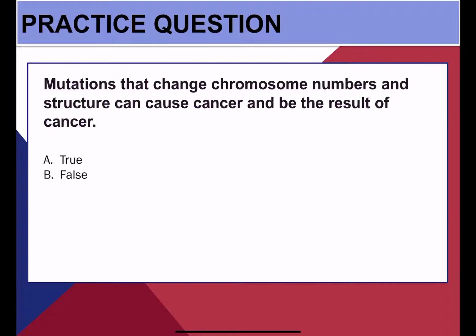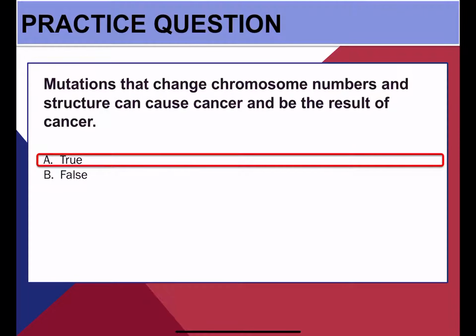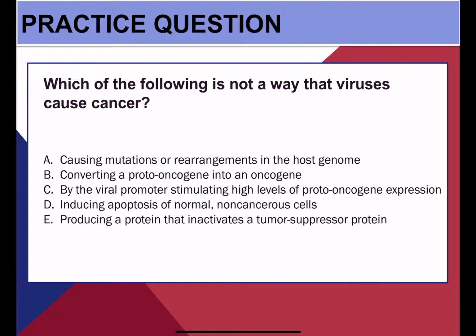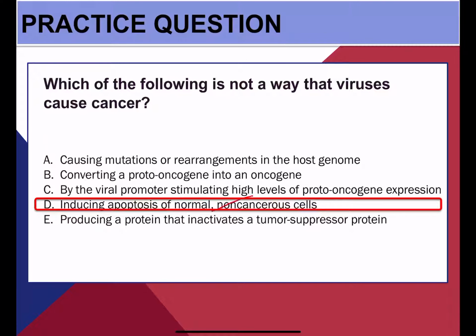Mutations that change chromosome numbers and structure can cause cancer and be the result of cancer. True. Okay, that's what we said. Chromosome abnormality, aneuploidy, can be a cause and a result of cancer. Which of the following is not a way that viruses cause cancer? They do not induce apoptosis of normal non-cancerous cells. They can cause mutation and rearrangements in the host chromosome. They can convert a proto-oncogene to an oncogene. Their viral promoter can stimulate high levels of proto-oncogene expression. They can produce a protein that inactivates tumor suppressor protein, but they do not do that.